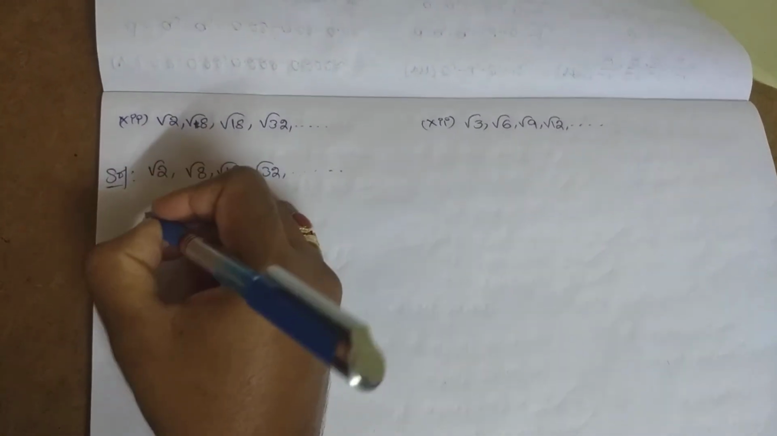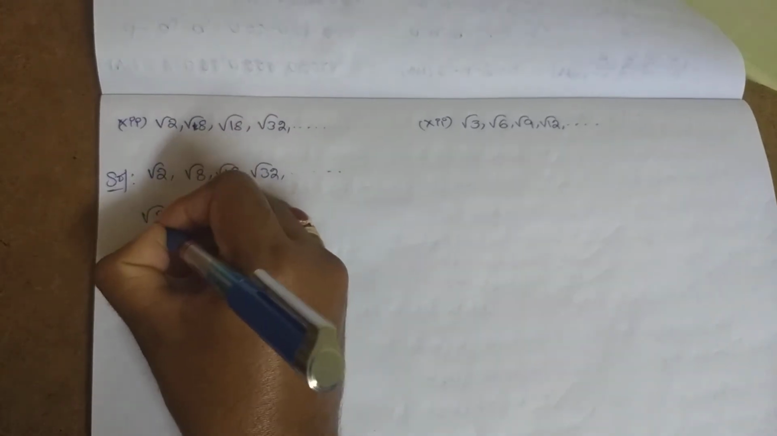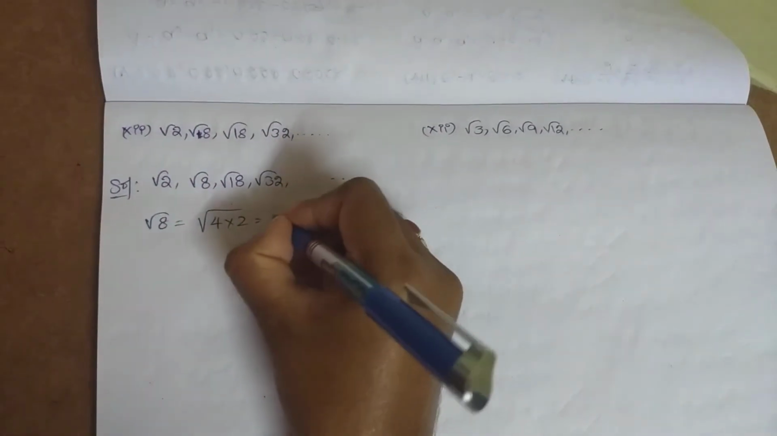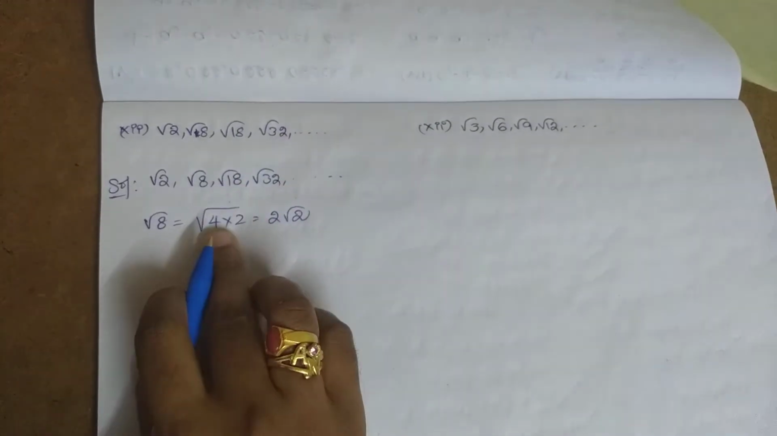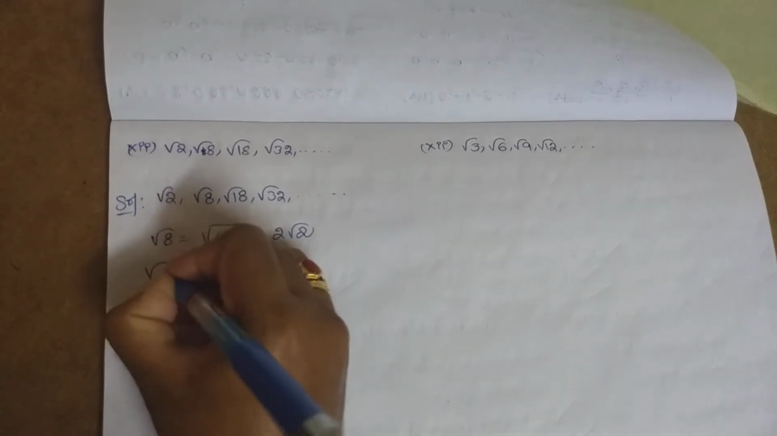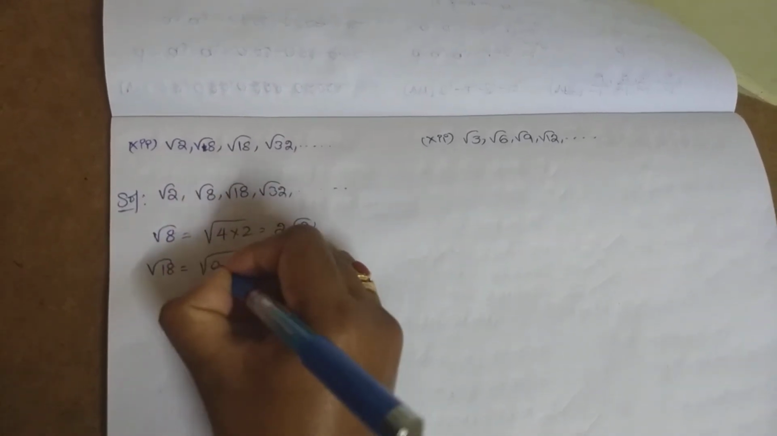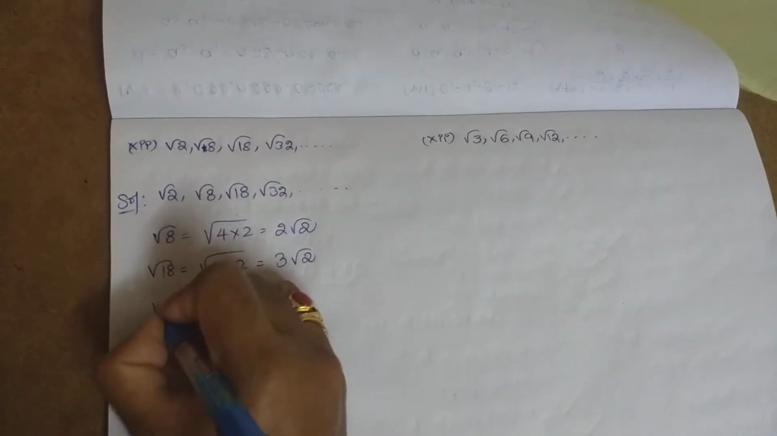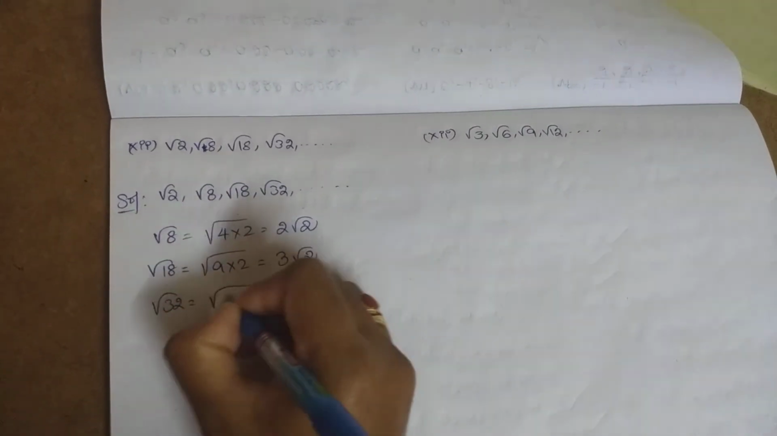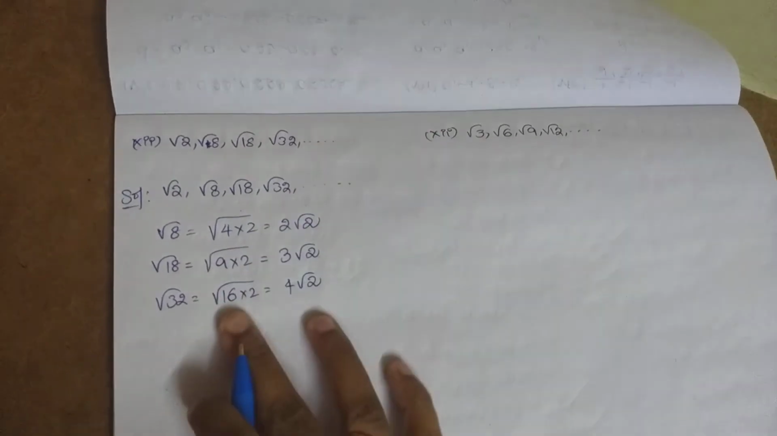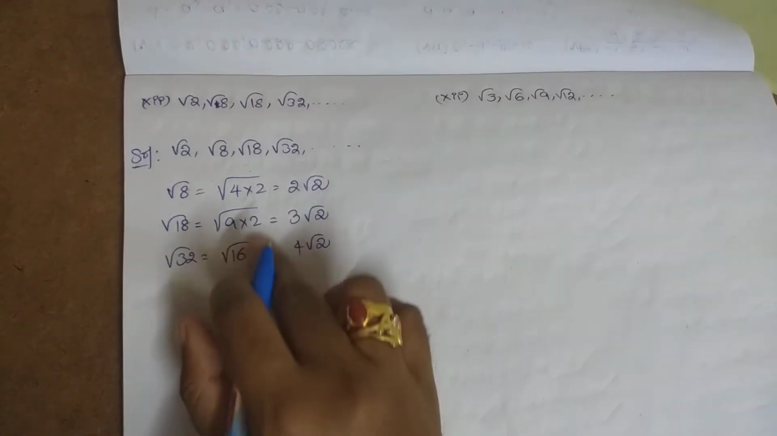So here what do I do? Root 8, I am writing it as root of 4 into 2. So root 4 comes outside and becomes 2. So 2 root 2. In the same way, write 18 as 9 into 2. So we'll get 3 root 2. Again root 32. We'll write it as 16 into 2. We'll write it as 4 root 2. So here you got all the values.